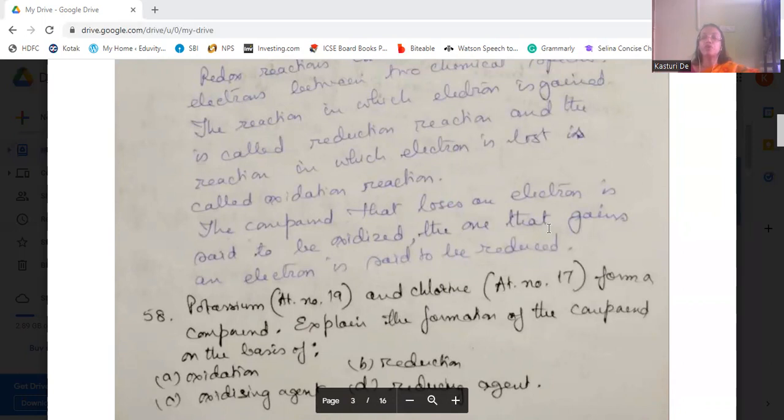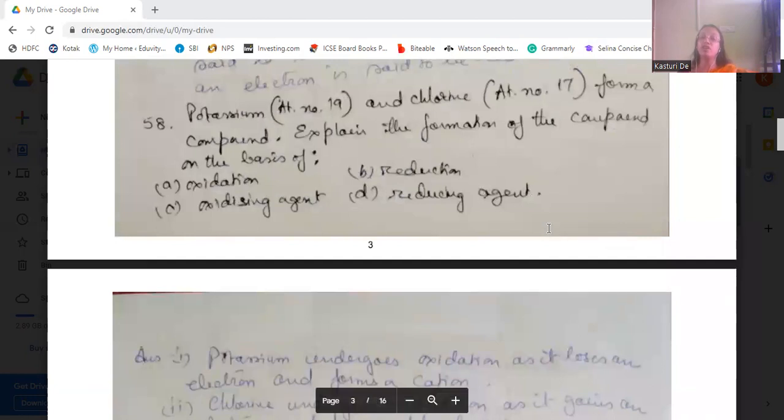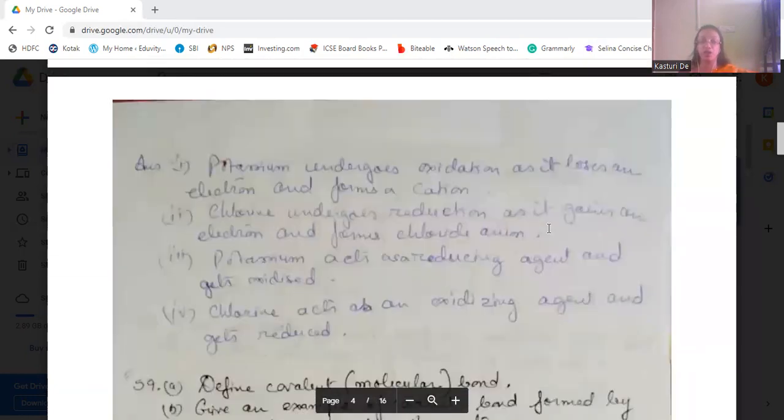Next question: potassium, atomic number 19, and chlorine, atomic number 17, form a compound. Explain the formation of the compound on the basis of oxidation, reduction, oxidizing agent, and reducing agent. So potassium undergoes oxidation as it loses an electron and forms a cation. Why is it oxidation? Because it is losing its electron and forming a cation.